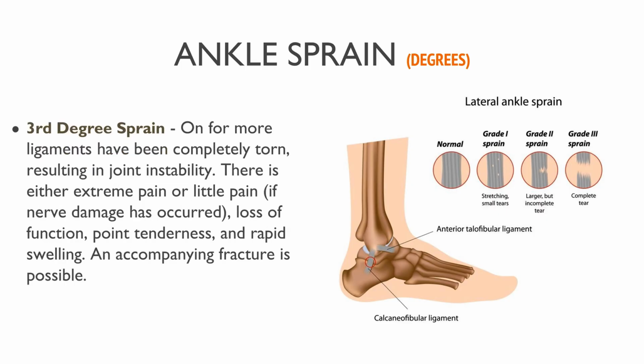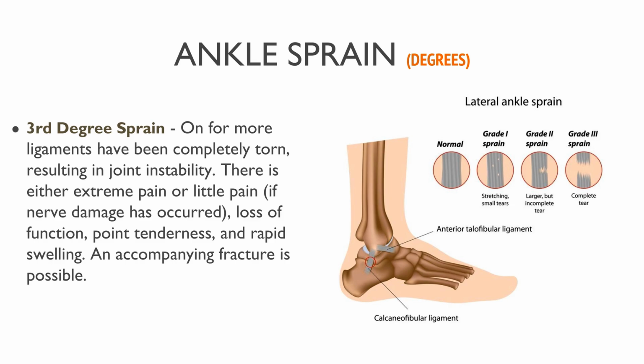Now, moving on to the most severe type of ankle sprain, the third-degree sprain. In this case, one or more ligaments have been completely torn, which results in significant joint instability. The symptoms can vary. There may be either extreme pain or, interestingly, very little pain if the nerve damage is extensive. Other signs include loss of function, marked tenderness, and rapid swelling. In some cases, an accompanying fracture is also possible.